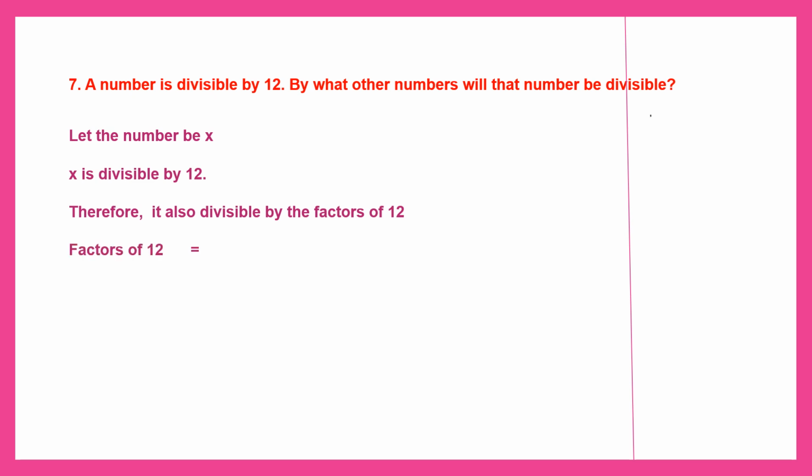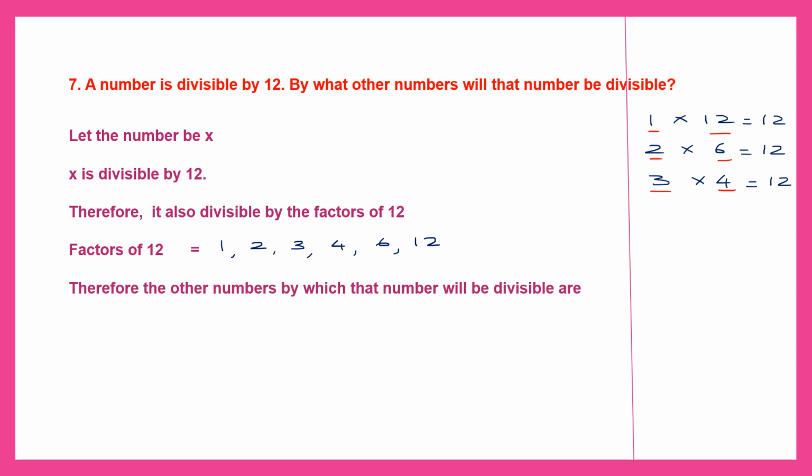So let's do that. 1 into 12 is 12. Then we can go to 2. 2 into 6 is 12. Then we can go to 3. 3 fours are 12. So that's all. We have only this many factors for 12. And what are those? 1, 2, 3, 4, 6 and 12. Let's write it down. The factors of 12 are 1, 2, 3, 4, 6 and 12. These are the factors of 12.